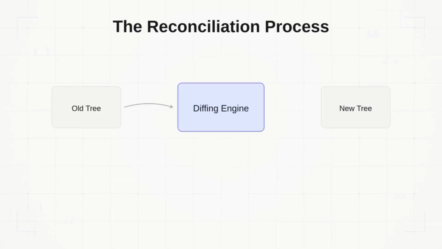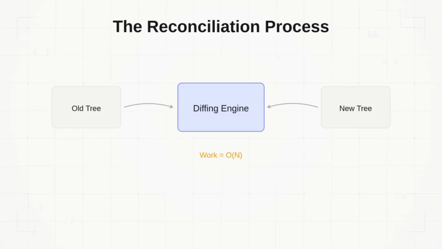The framework creates an entirely new tree of JavaScript objects representing the UI. It then compares this new tree with the previous one, a process called diffing or reconciliation. This diffing isn't magic, it's work. The framework has to traverse the entire tree, checking every prop and every child to see what changed.